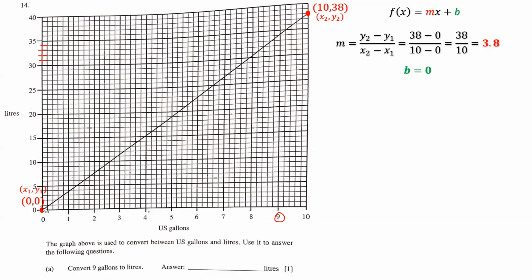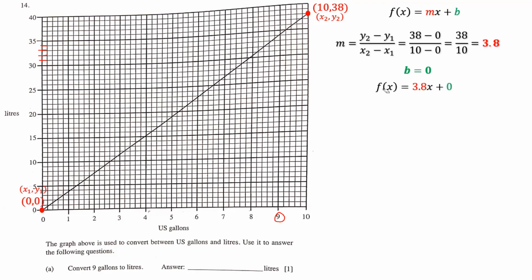So when x is equal to 0, at which point does the graph cut the y-axis? This linear graph cuts the y-axis at (0, 0). So that means that the value of y when x is equal to 0 is going to be 0, so the y-intercept is 0. So let's put that all together. m is 3.8 and b is 0.